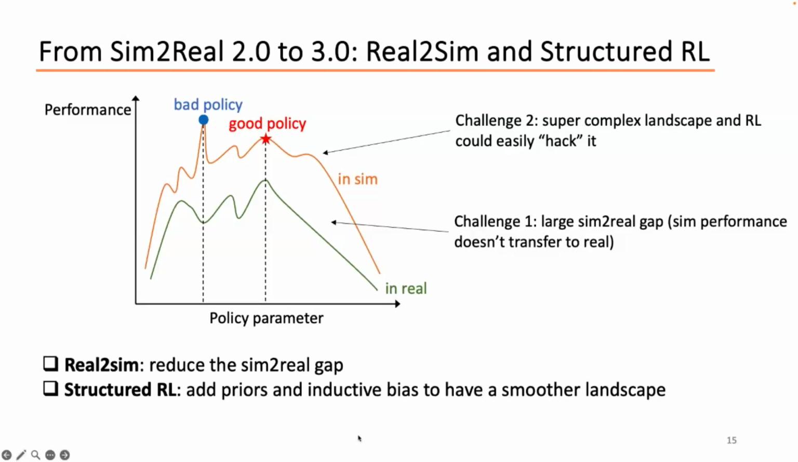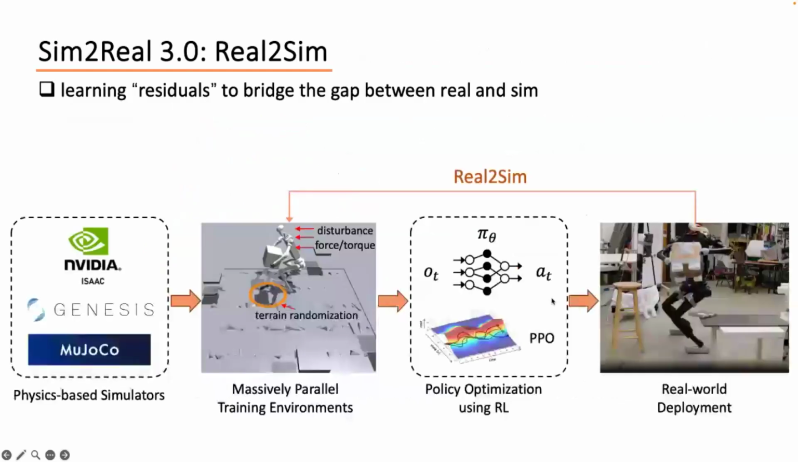And we should also do structured reinforcement learning. We should give reinforcement learning some priors and inductive bias to make the problem have a smoother landscape, right? To make the orange curve a little bit more smooth. Yeah, let's go to detail.